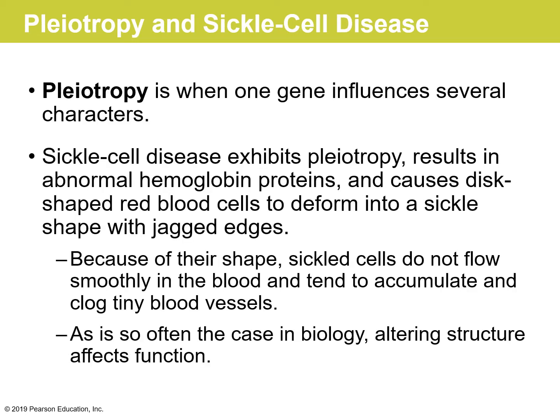Pleiotropy is defined as the phenomenon where one gene controls the action of several characters. That means a gene has more than one effect. There are so many examples, and one of the common examples is the gene that controls the color of the coat in Labrador Retriever dogs also controls the color of their nose, their lips, and the eye rims.